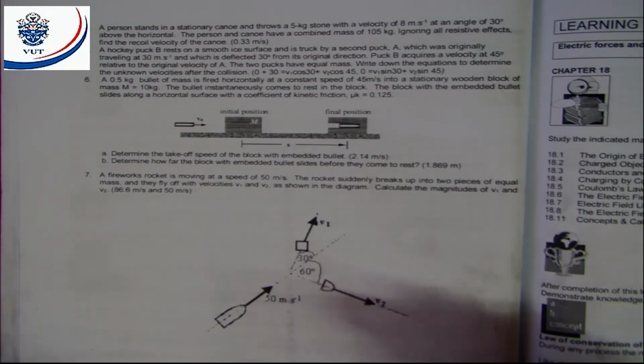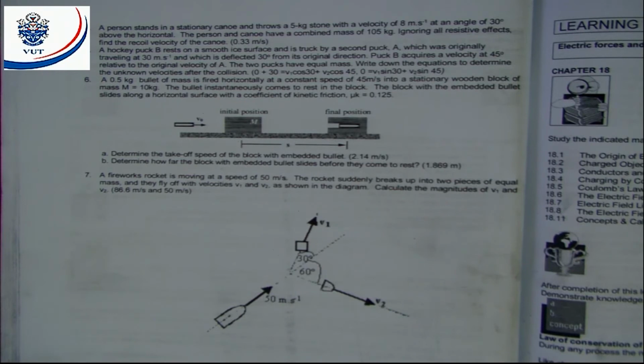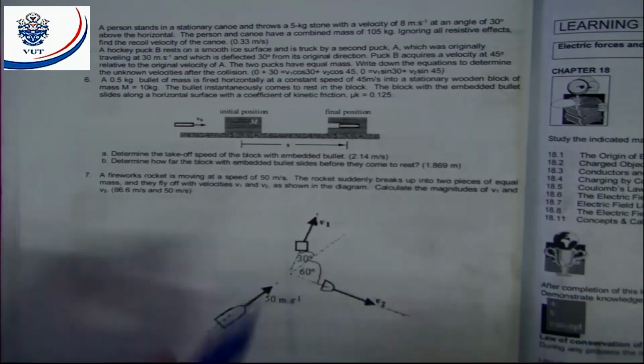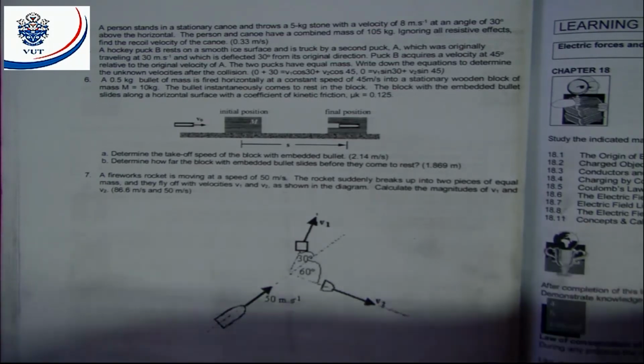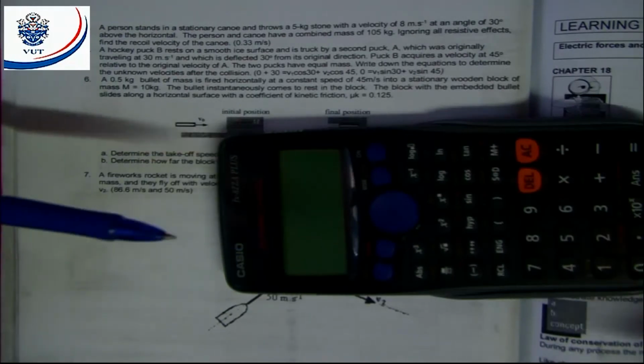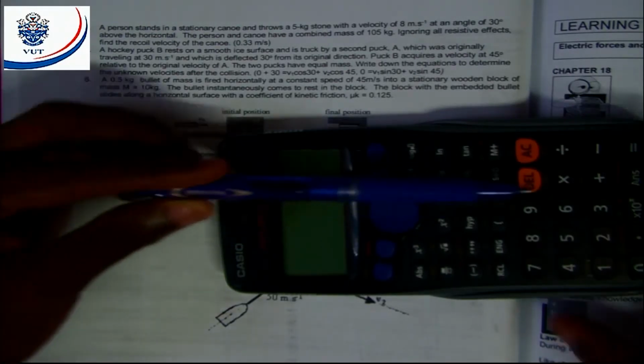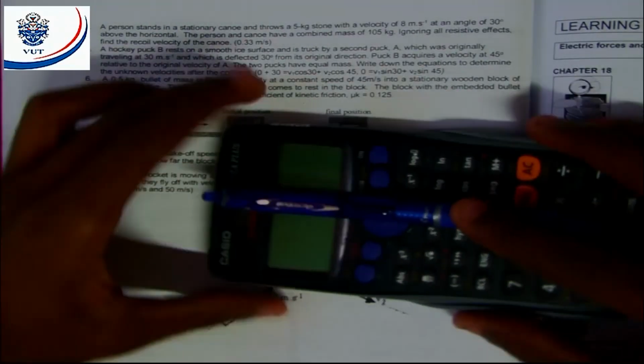Okay, so you can imagine that what you have is something like this. There is the block, there is the bullet. The bullet comes, it hits the block. As soon as it hits the block, they are both stationary and they move together. Okay, so let me demonstrate that on the screen.